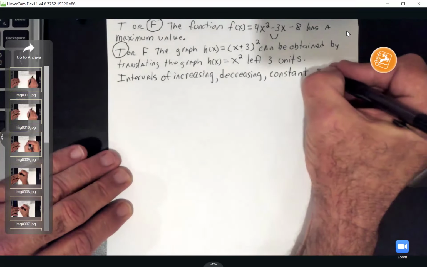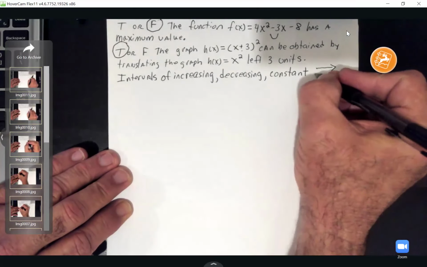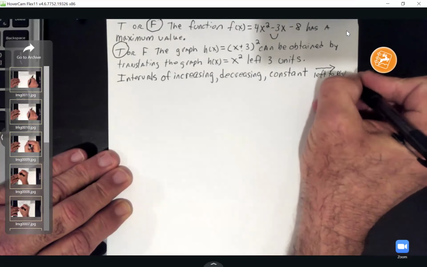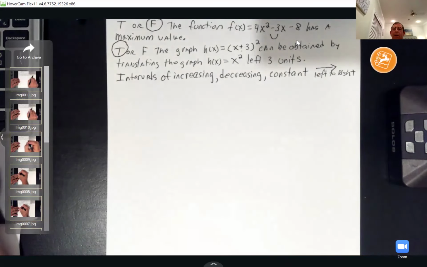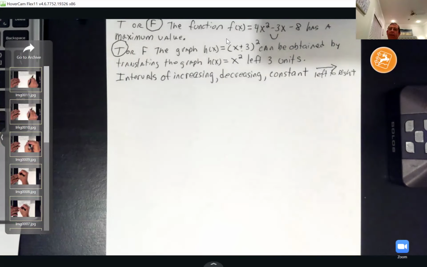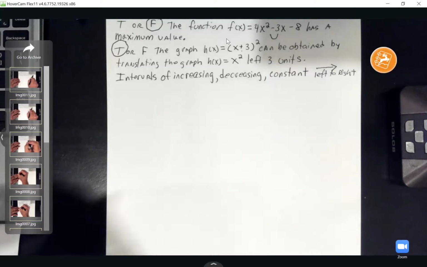Now, you've got to read the graphs left to right. Even if they have arrows going one way, you read that graph left to right. Those arrows just mean that the graph goes on forever and ever. Read those graphs left to right. And when I talk about range, it goes from the bottom up.